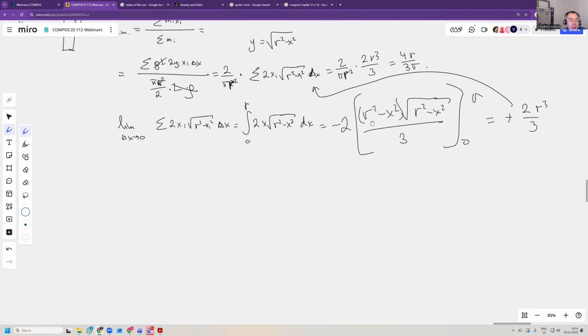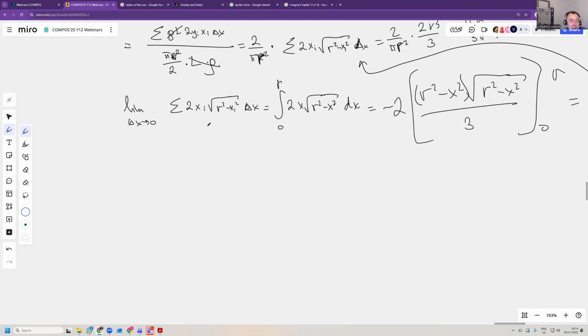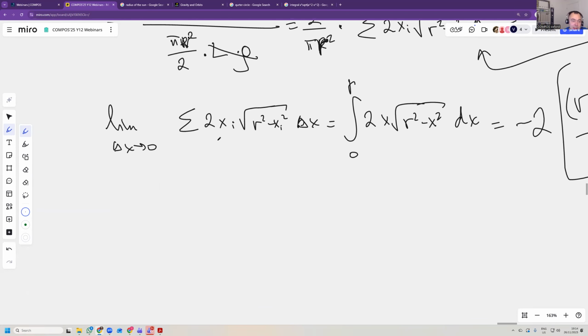The sum becomes the integral. So look, this sum symbol is replaced with the integral symbol, and delta x is replaced with dx, and everything else is the same. Because the integral is the sum. The integral is the sum, but the integral is the sum of infinitely many pieces. That makes sense.